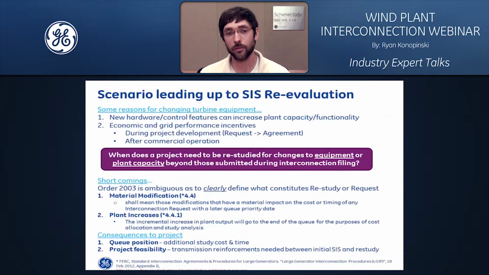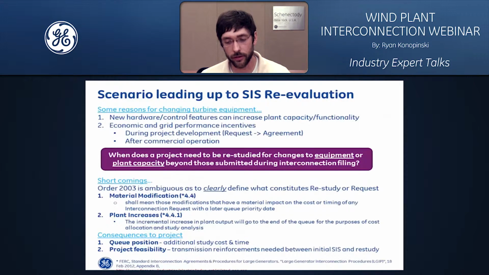So if the transmission provider deems that a facility would need to be restudied, there are potential consequences to the generation developer, one being the position in the queue. Once you've taken your place in the interconnection queue, if you have proposed particular upgrades that a transmission provider has deemed to fall under either the material modification or plant level increase, you could get bumped from your place in line, which again could incur additional study costs as well as additional time.